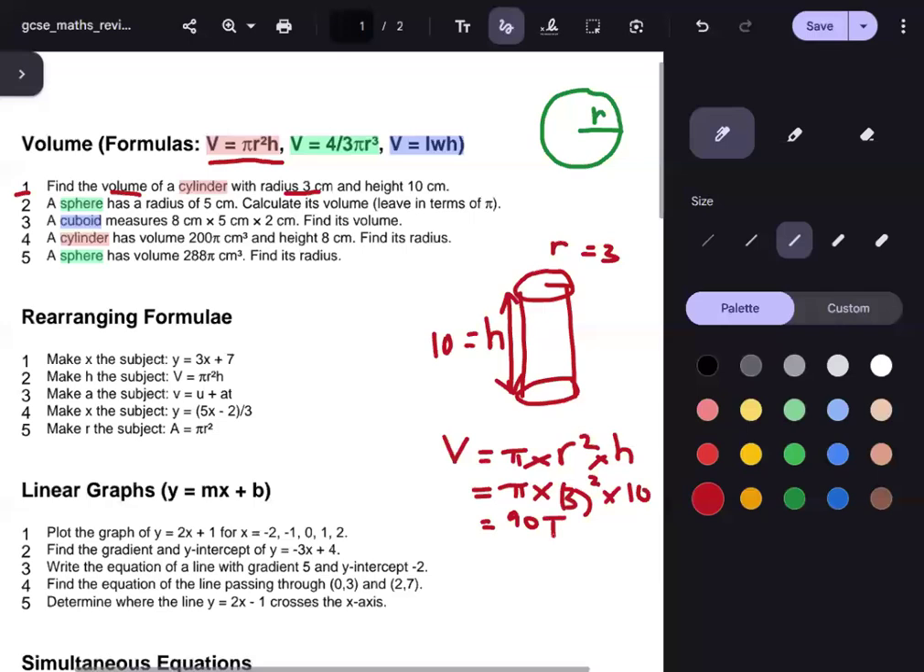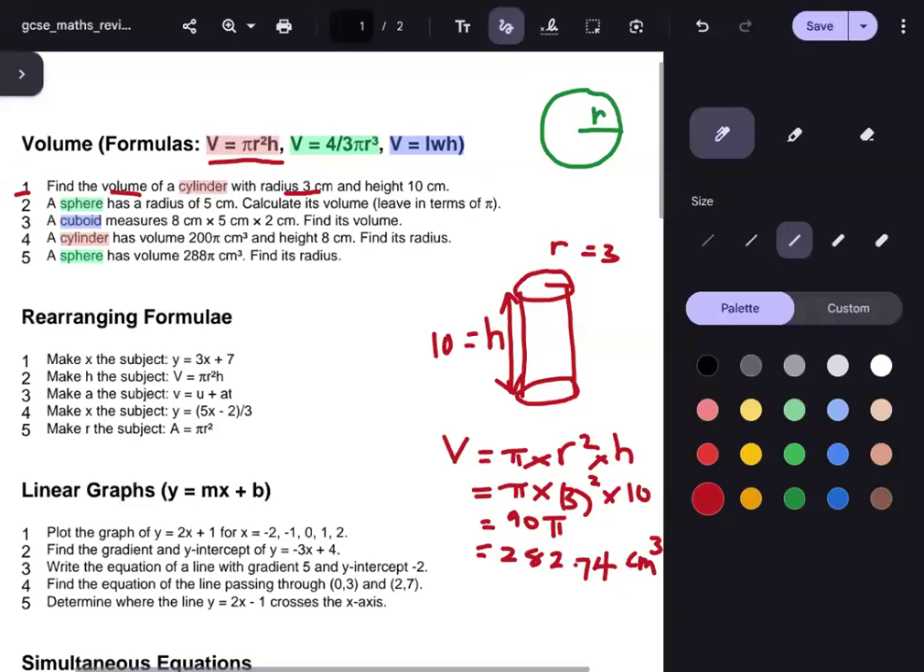Or you can just put everything into your calculator and you will get an answer of 282.74. And this is volume. Volume is always cubed, so it's in centimeters here. So we're going to say centimeters cubed. Even if it was in meters, it would be meters cubed. Right? Any questions? No.